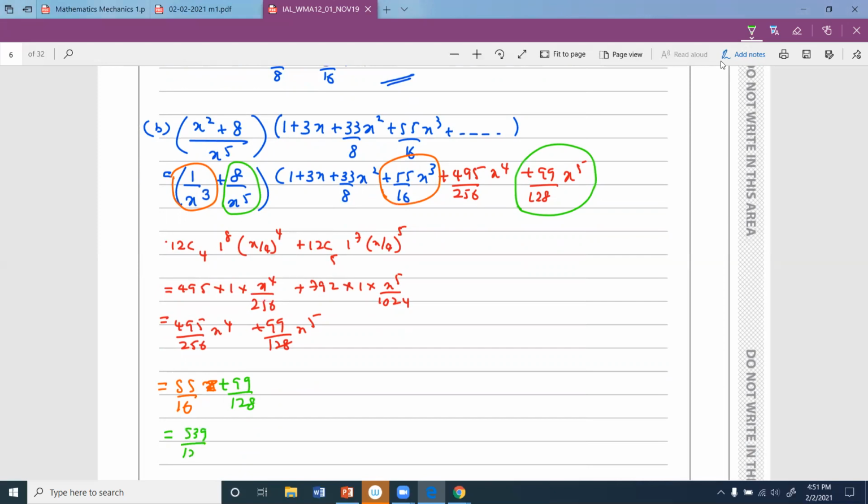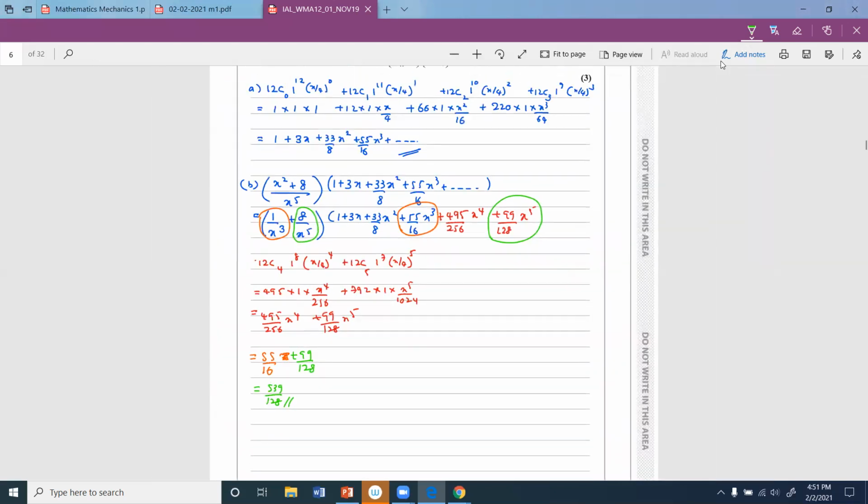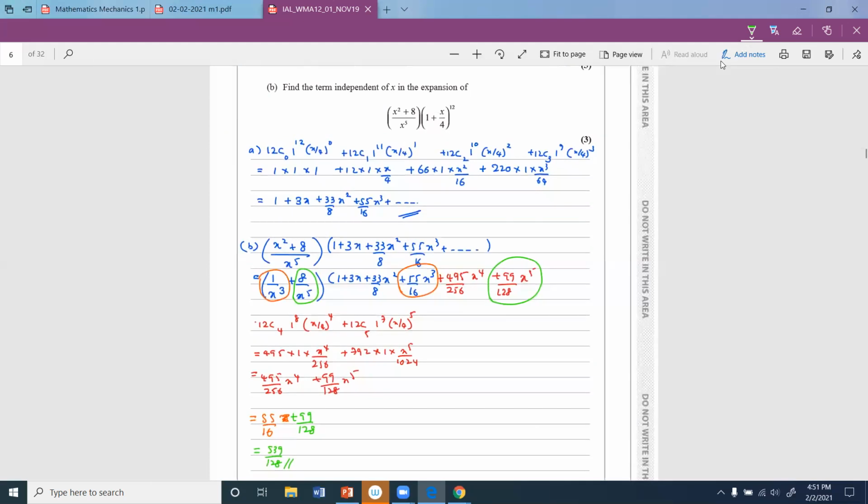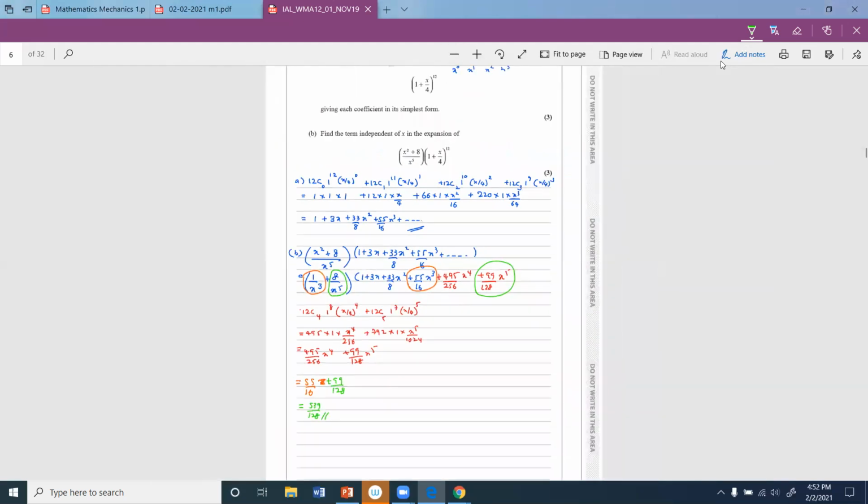539 over 128 would be the answer for that. That's a way of doing this kind of question. Right. Just make it a little bit smaller.